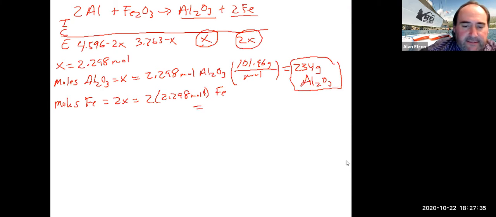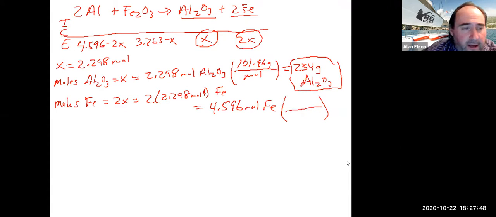And that would tell us that we would have produced 2 times 2.298. That would give us 4.596 moles of iron. And then we could go to the periodic table and look up iron's molar mass, which is 55.85.